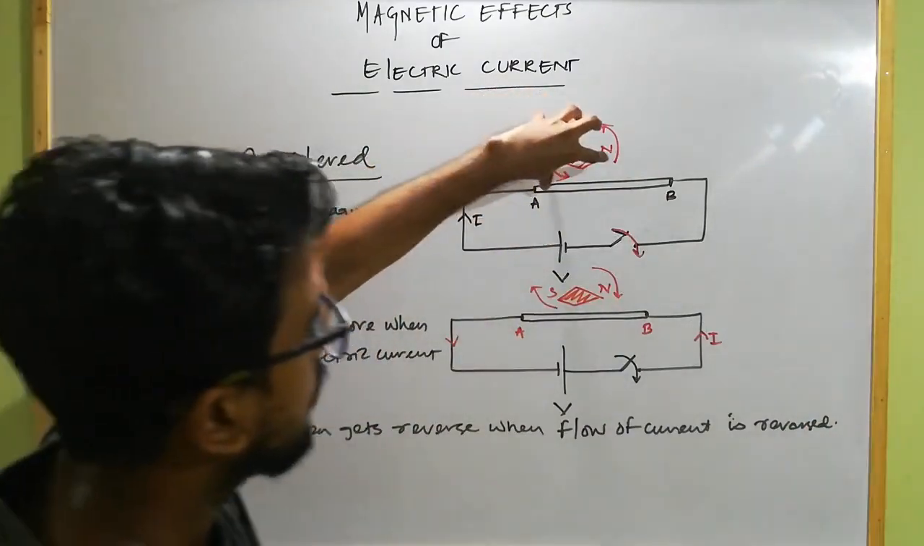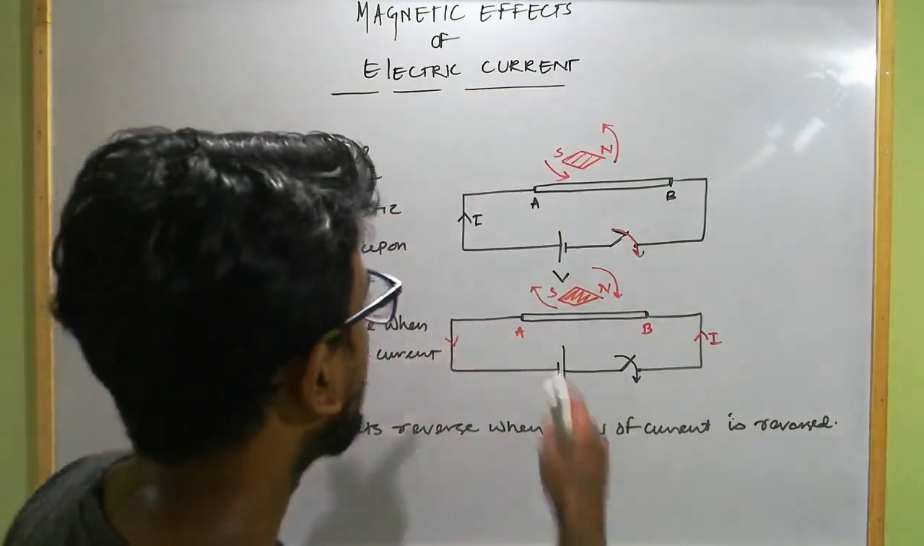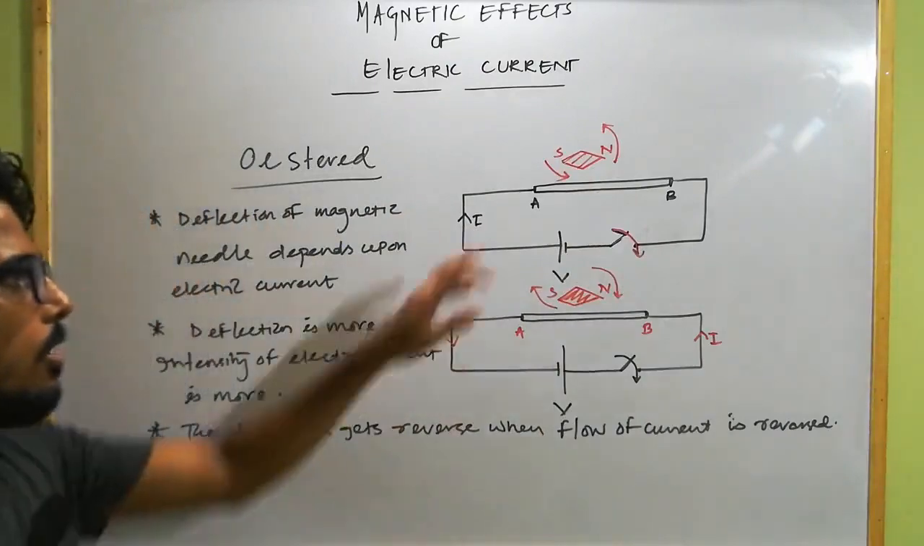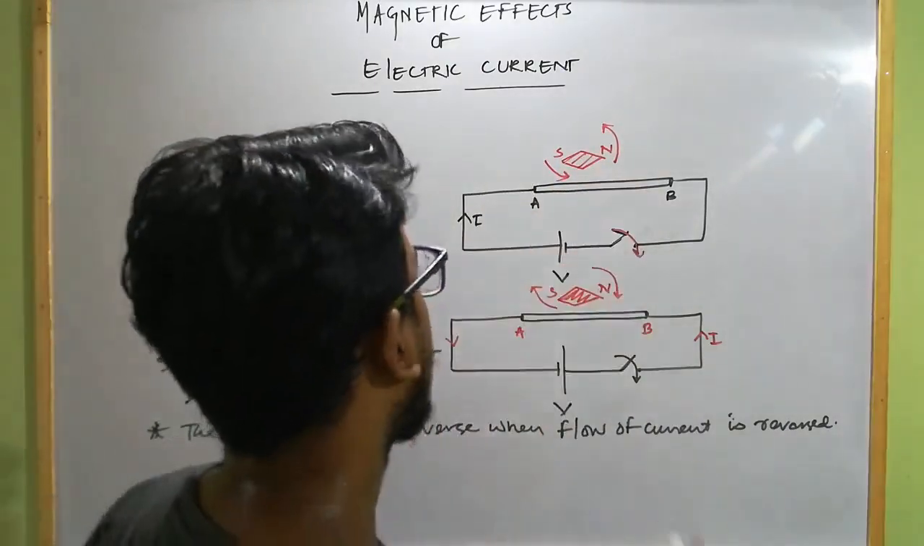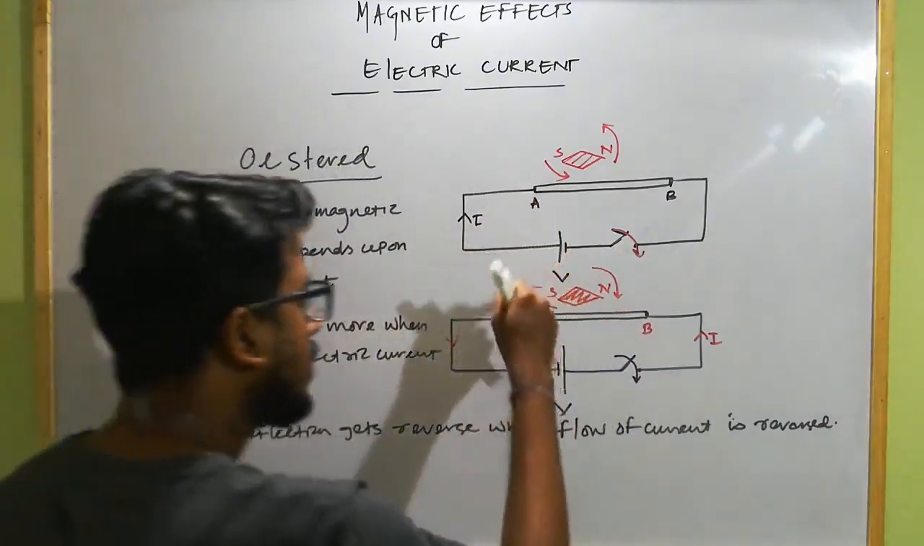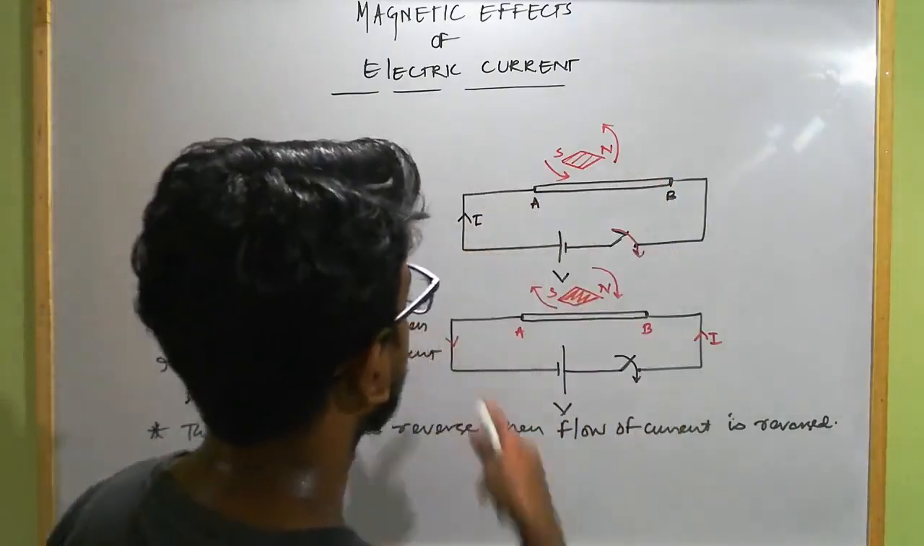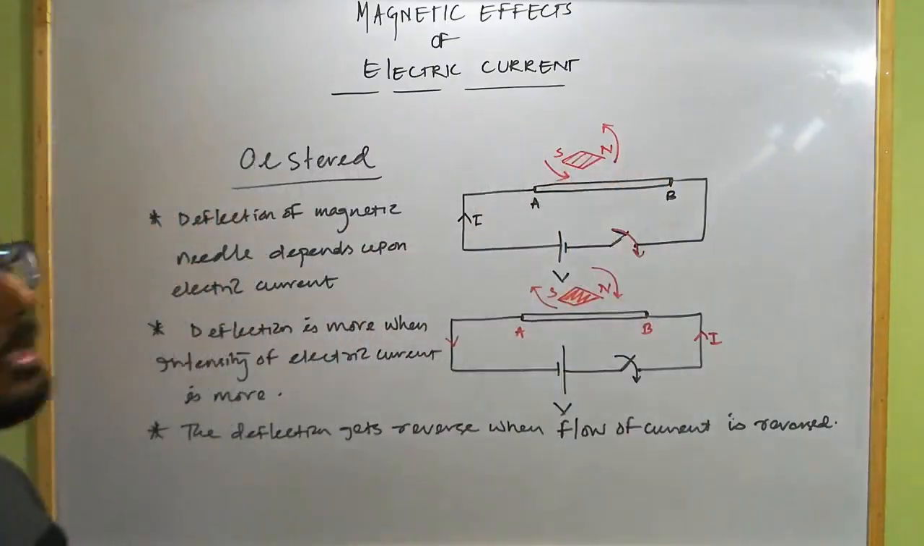Okay, that means when there is no current flowing through the current carrying conductor, there will be no deflection in the magnetic needle or compass. When there is current flowing through the conductor, the compass or needle gets deflected. And as we increase the intensity of current through the conductor, the deflection of the compass will be more.